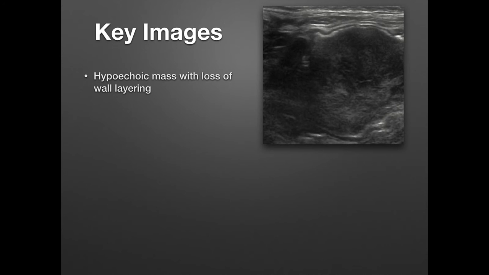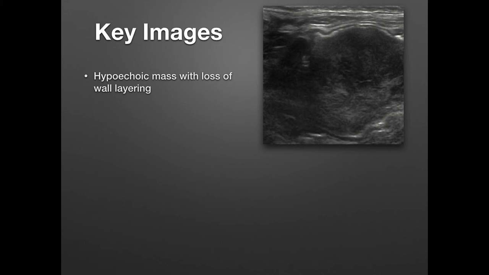So key images from the video include a large hypoechoic mass with loss of wall layering, and you can see here that the gas is overlying that mass. For that reason, FNA was not performed, because when we perform FNAs, we don't really like to go through the lumen of the stomach or intestines. We can, but it's just less than ideal.